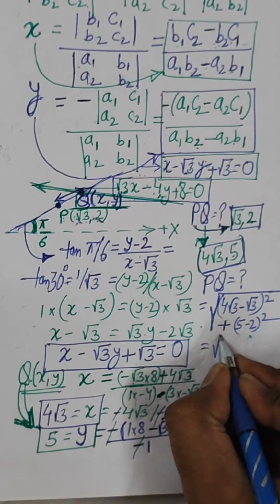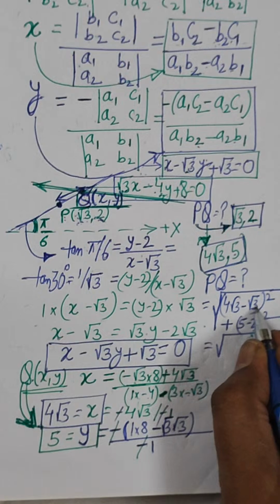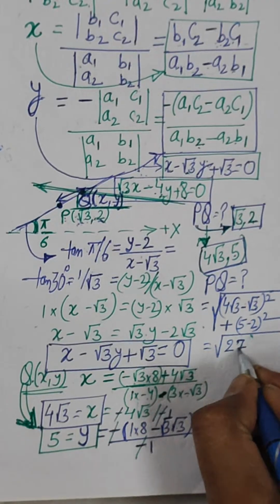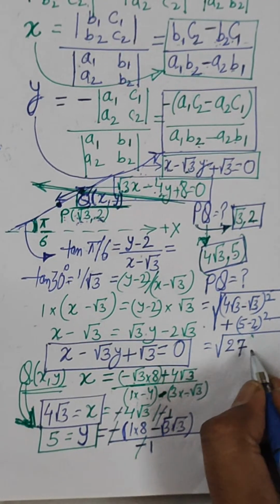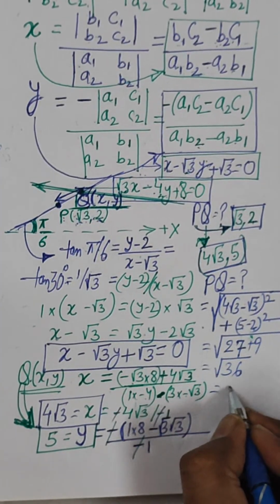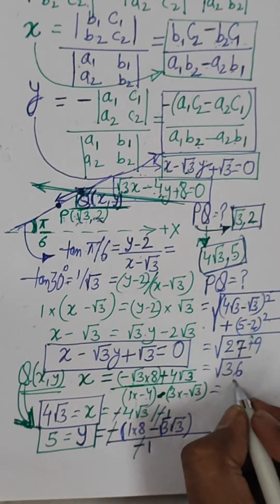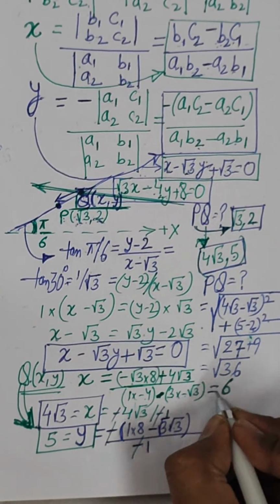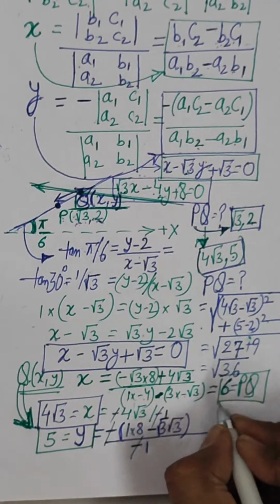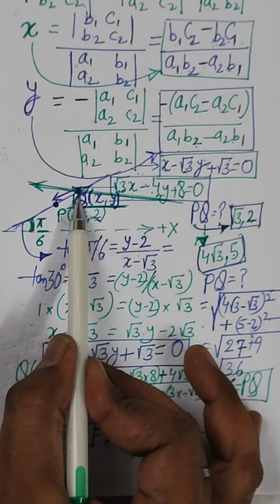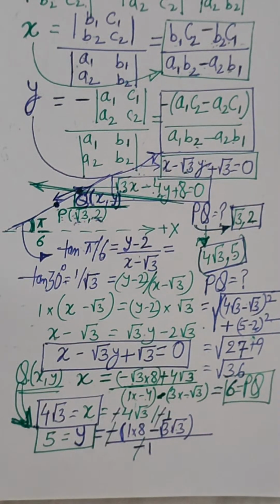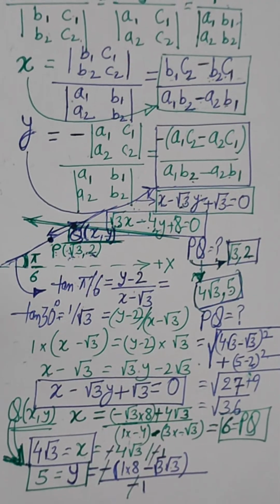So this will be coming as root over of 4 root 3 minus root 3, which is 3 root 3, whole square, that is 27. 5 minus 2 is 3, 3 square is 9, plus 9. So this is coming as root over of 36. So this will give you the value 6 units. 6 units is the length of PQ, where Q is the point of intersection of the two lines and P is the earlier point given to you, right students? This way we have solved this question.